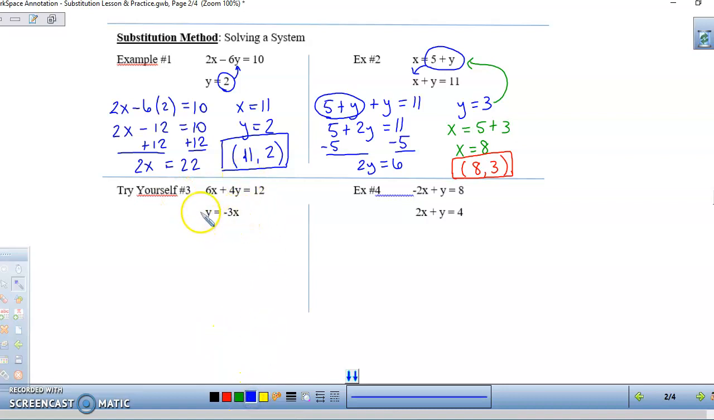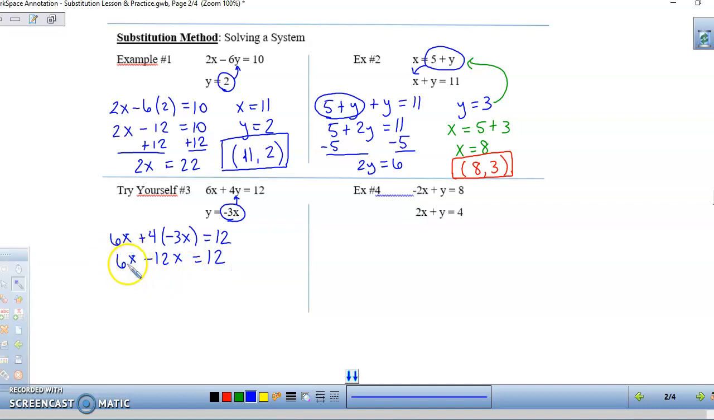Okay, welcome back. So I have a y variable all by itself. I'm going to take this expression and I'm going to replace y in the other equation. So again, we have 6x plus 4, and then that circled expression is negative 3x, and that equals 12. Okay, again, we have an equation with only x's. So then I'm going to simplify. 4 times a negative 3 is negative 12.